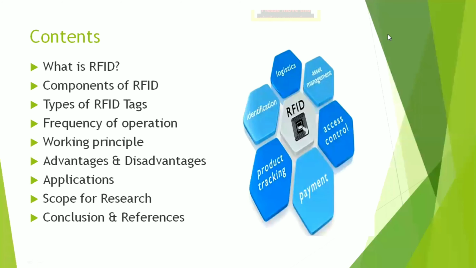Coming to the contents: what is an RFID, components, types, frequency of operation, working principle. The main thing which we are going to discuss is the scope of research.